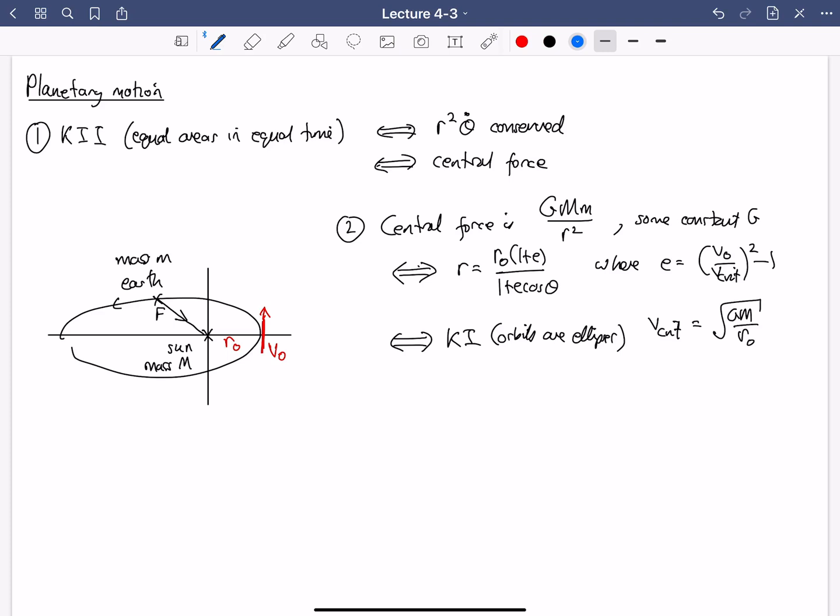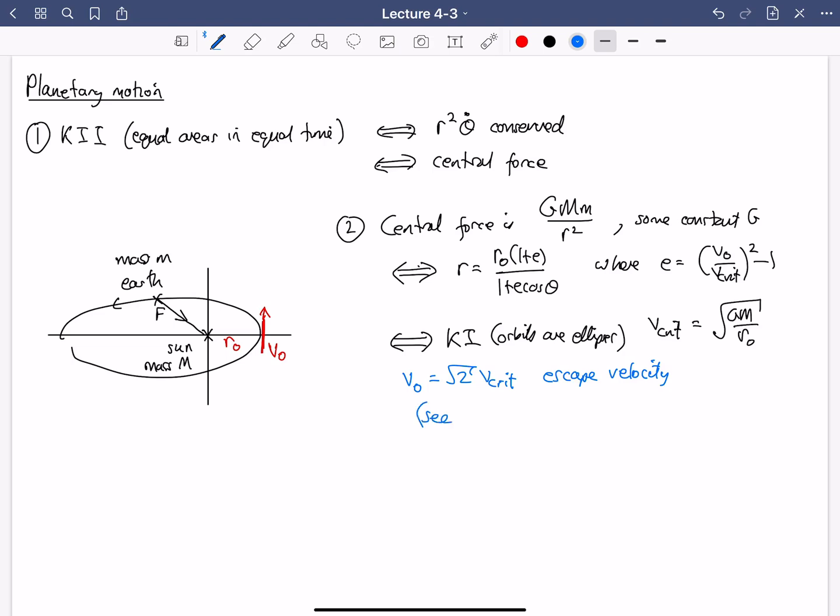So providing the number e, that's the eccentricity, is less than 1, you get an orbit that's an ellipse. But as soon as e is greater than or equal to 1, so e equals 1 is the case where v0 is root 2 v crit. So this is what's called the escape velocity. If the initial speed of the planet is that or bigger, then the orbit's either a hyperbola or a parabola, but either way the planet escapes the sun's gravity altogether and goes to infinity.